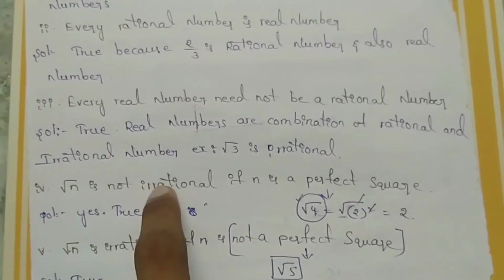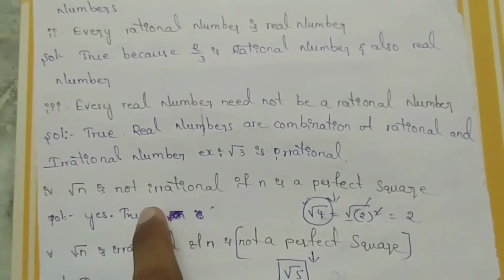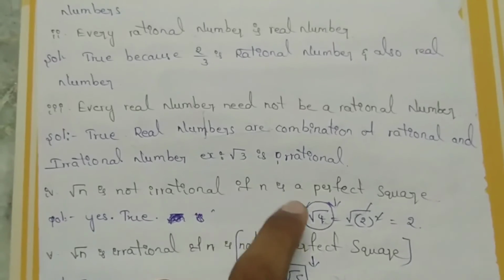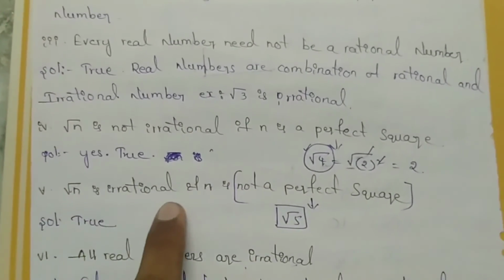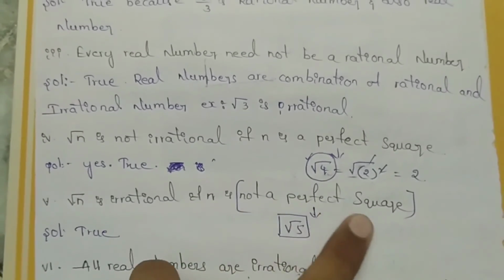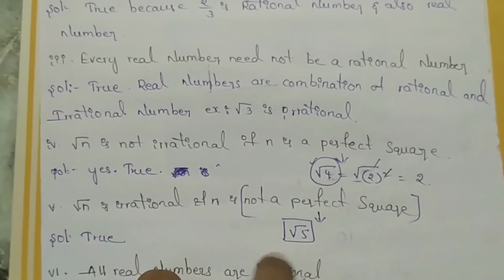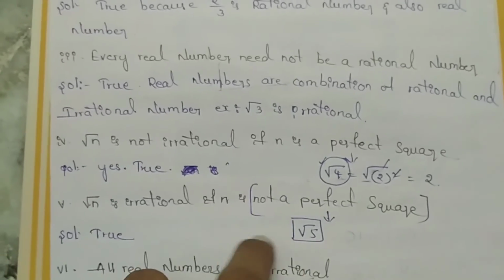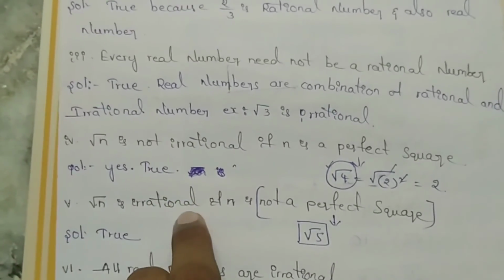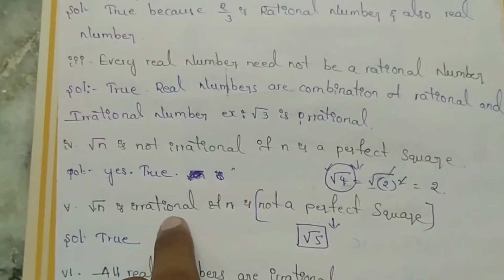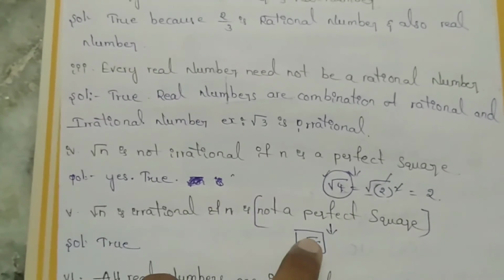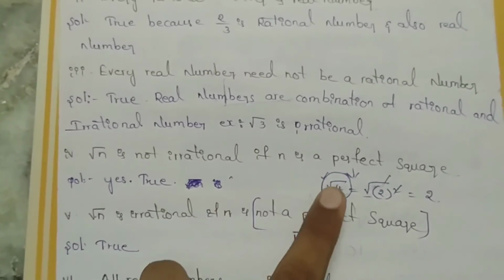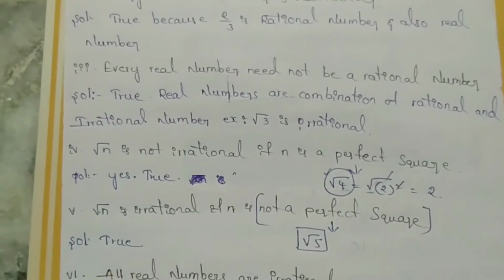Root n is irrational if n is not a perfect square. Not a perfect square means, for example, root 5. Root 5 is irrational, not a perfect square. Yes, root n is irrational if n is not a perfect square. Not a perfect square means irrational; perfect square means rational. So it is true.